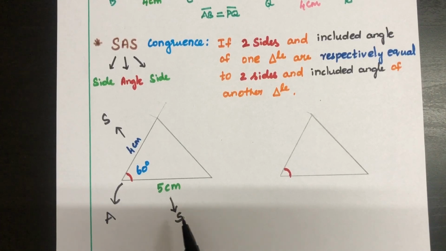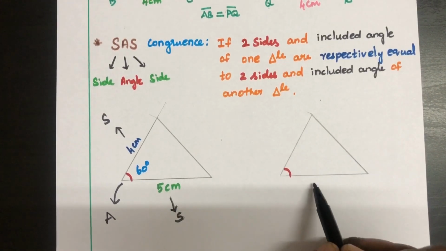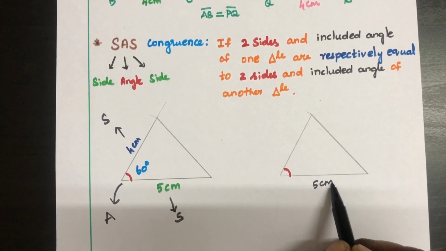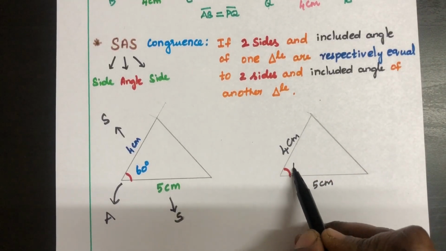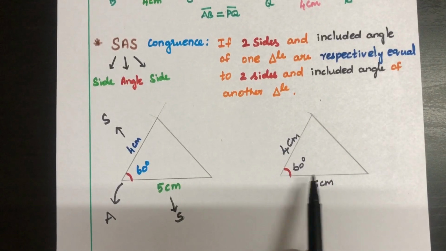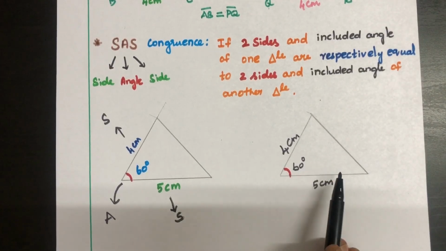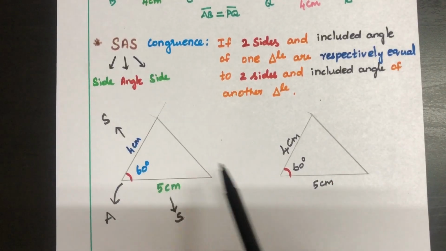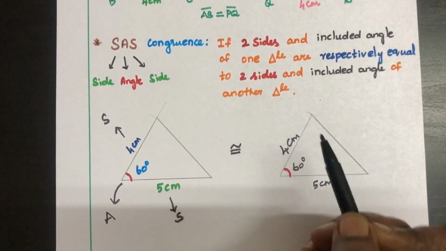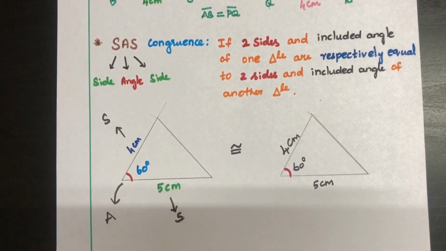If two sides and the included angle of a triangle are respectively equal to those of another triangle, respectively meaning in the same place it should have 5 centimeter here and 4 centimeter in this place, and the included angle between the two sides should be of the same measure, then both the triangles are said to be congruent to each other. The criterion is SAS, that means side angle side. Both the triangles are congruent by the SAS criterion.